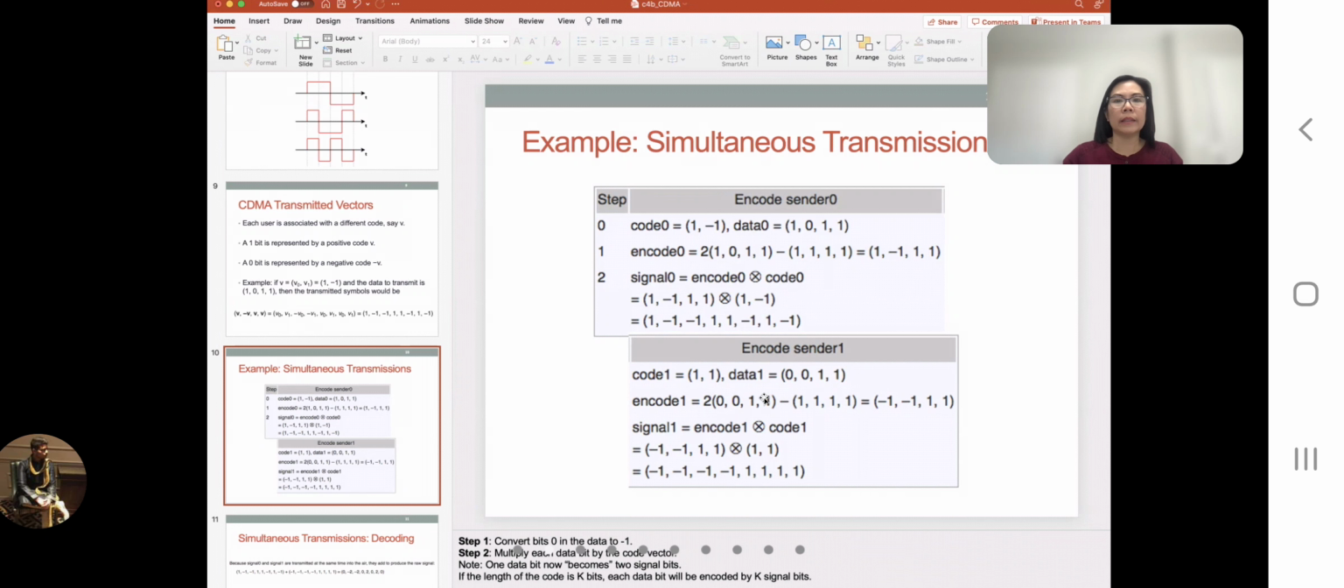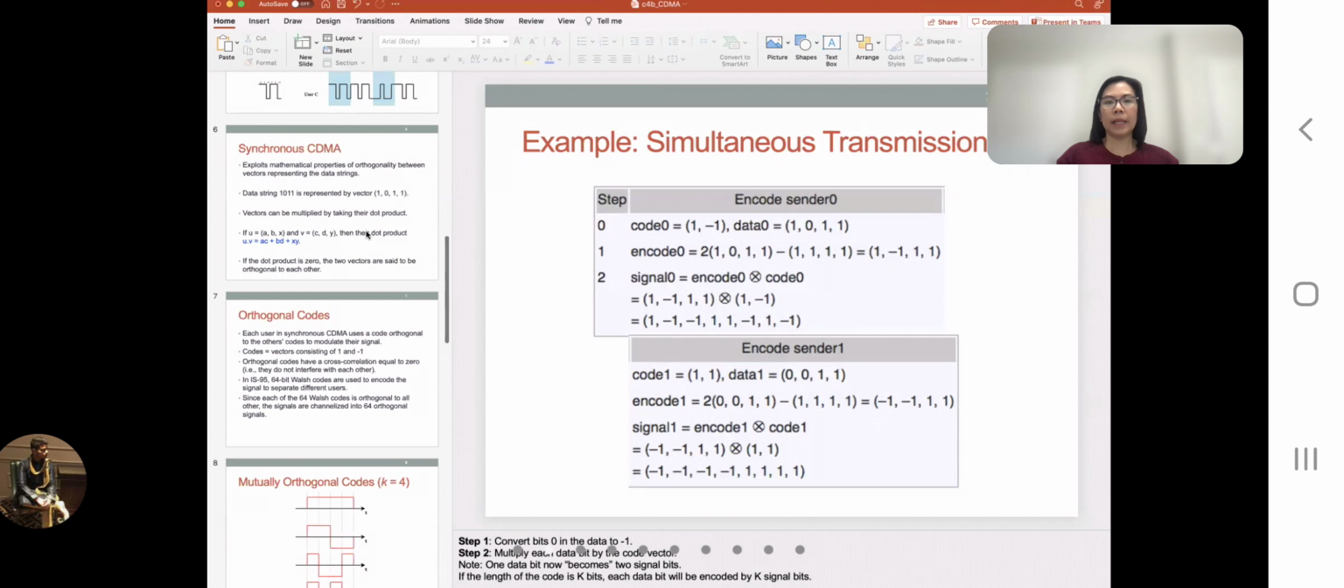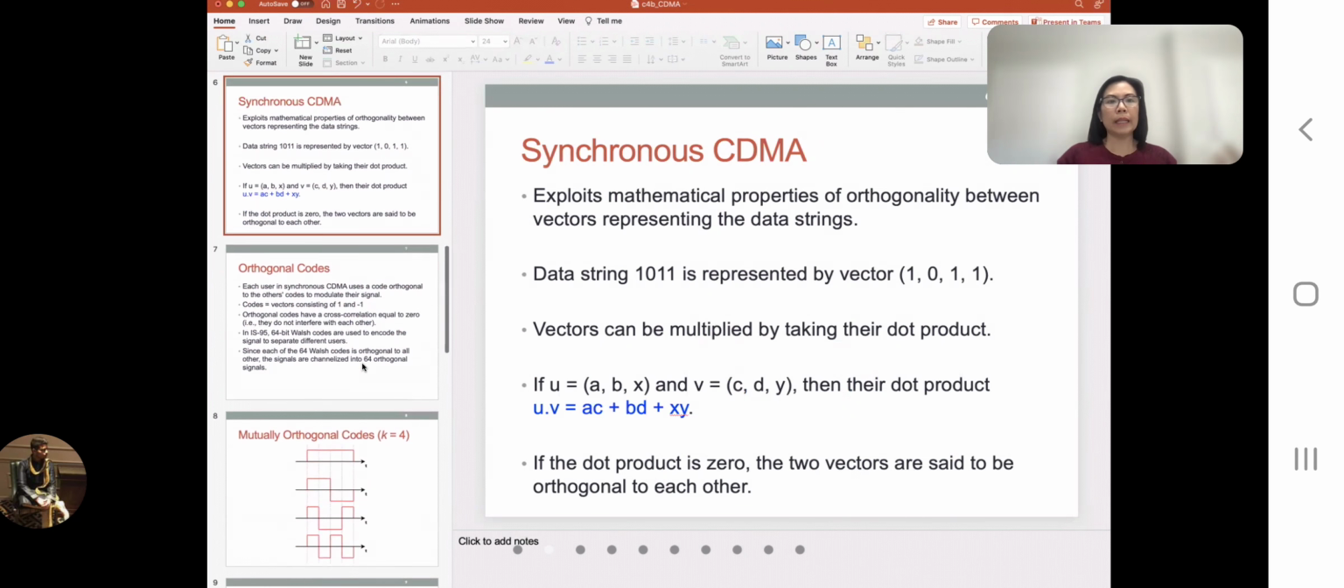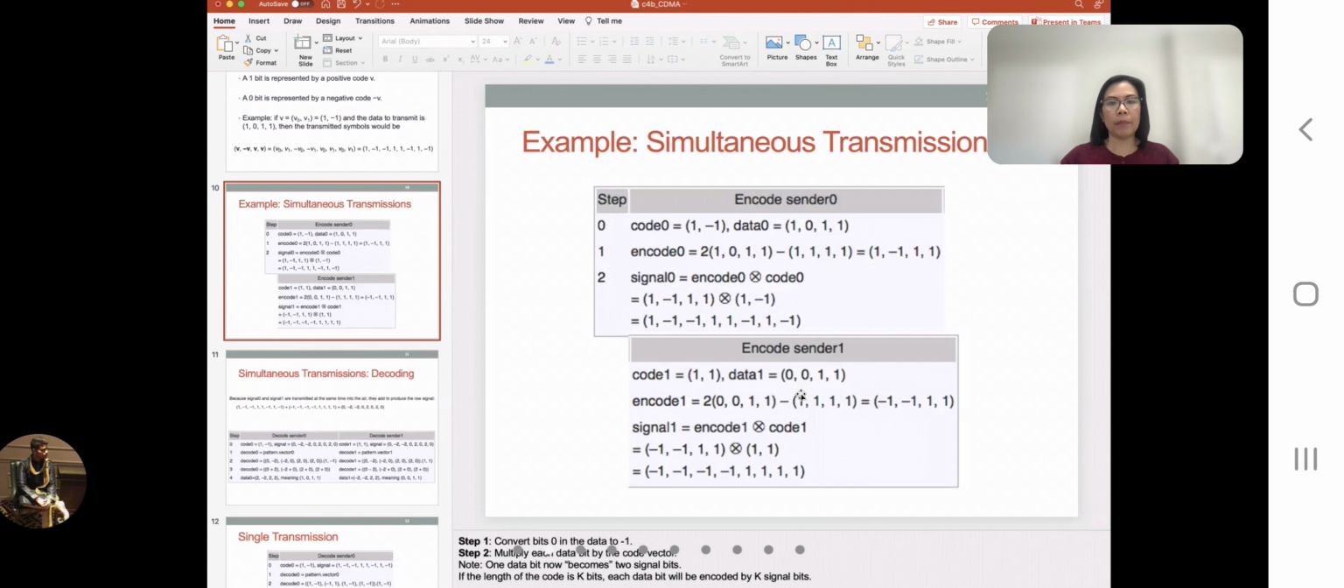to convert the original data to a sequence of bits. And then sender 0 and sender 1 will transmit the signal over the air. Because they transmit at the same time, we assume the transmissions are synchronized. That's why we have the term synchronous CDMA here. So assume that they transmit at the same time.